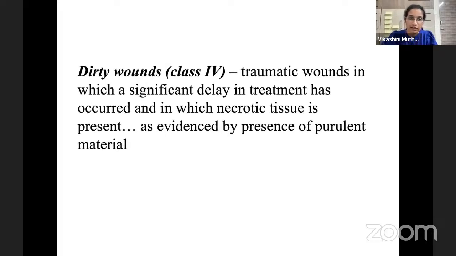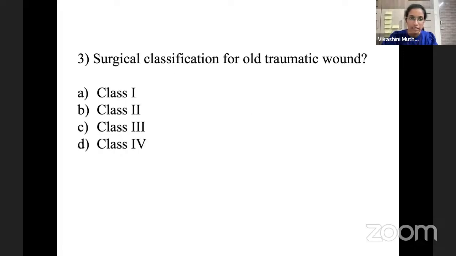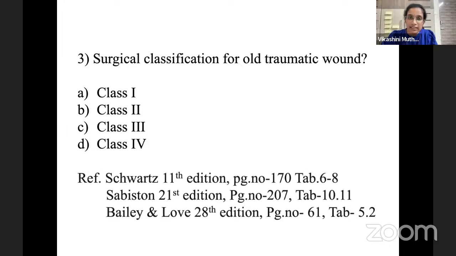And class 4 is a dirty wound. Here come the trauma wounds in which a significant delay in treatment has occurred, and which also have some necrotic slough, as evidenced by the presence of pus or purulent material. So again, it's a direct question. The answer here is that old trauma wounds are included in class 4. The reference is all these books: Schwartz, Sabiston, and Bailey and Love, recent editions.